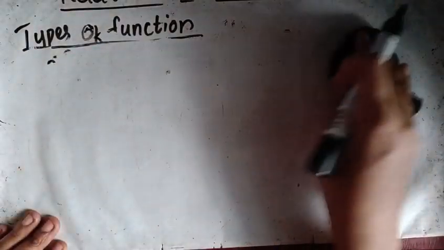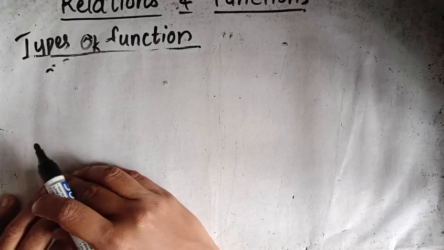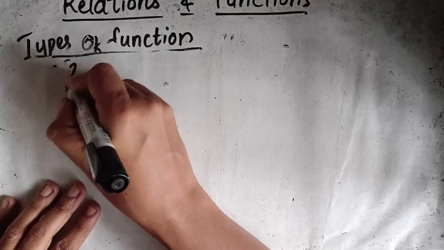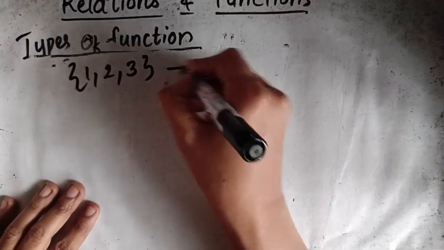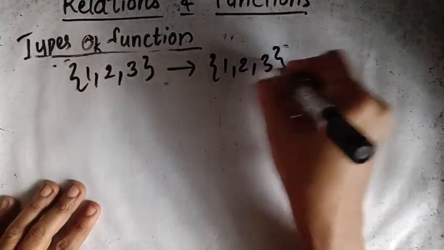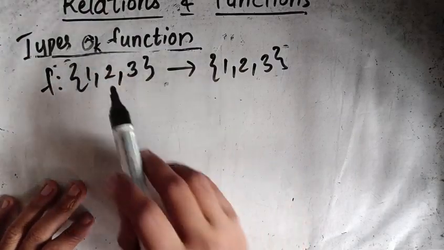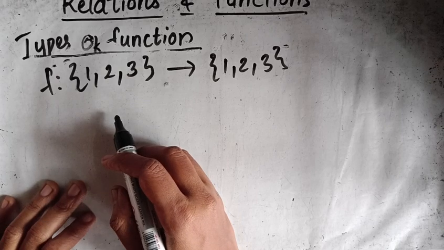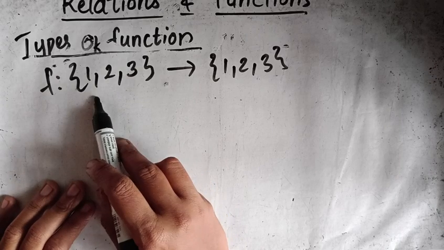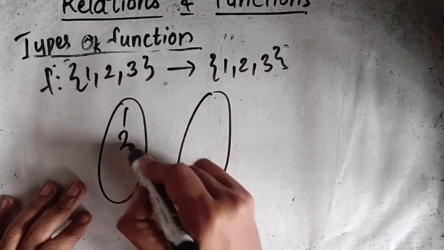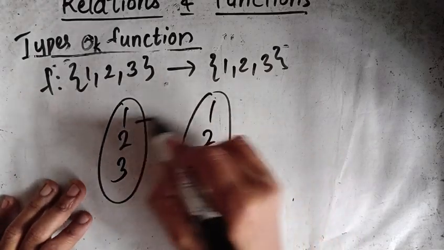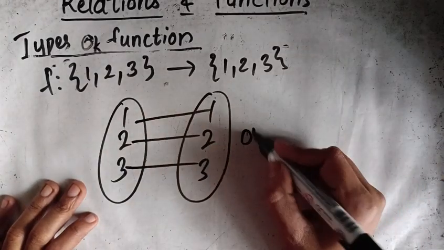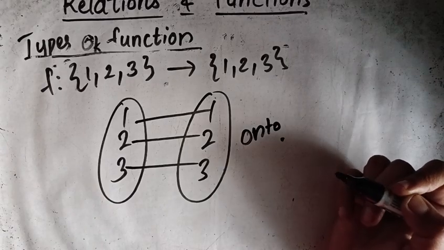Next question. Show that a one-one function f from {1, 2, 3} to {1, 2, 3} must be onto. Now they have given it to be a one-one function. Okay, one-one means 1 is going to 1, 2 is going to 2, 3 is going to 3. Okay, so here there is no possible way to show that it is not onto. It has to be onto because all the elements are mapped. Okay, so this is onto.